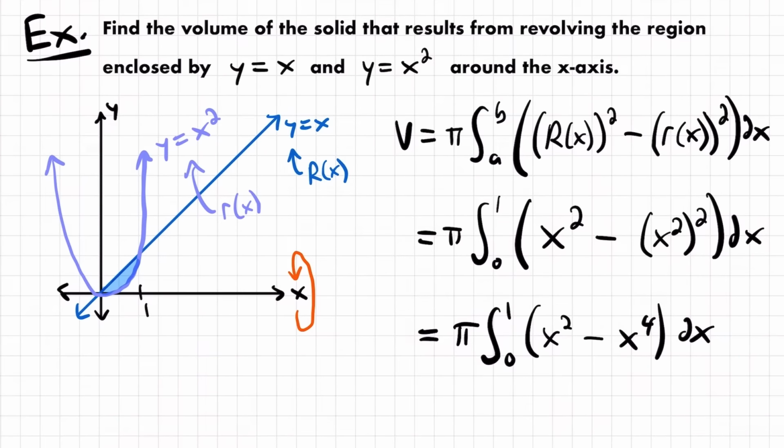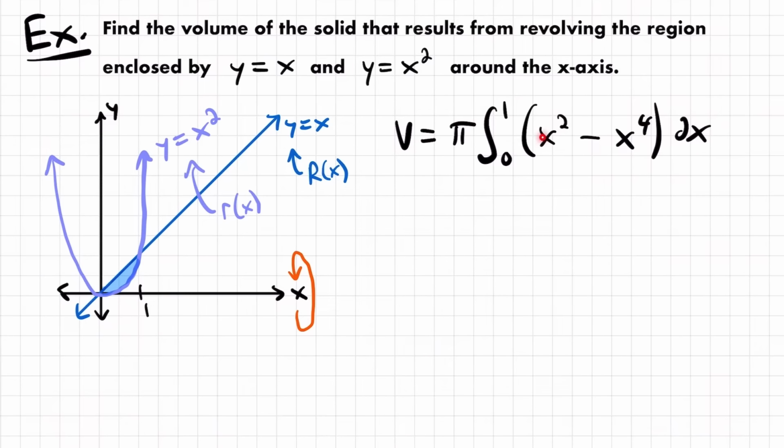Okay? And so if we clean up our work here, we can now integrate both of our terms using the power rule of integration. All we have to do is add 1 to the exponent and then divide by that new exponent. So we will have that the volume is equal to pi times x cubed divided by 3 minus x to the fifth power divided by 5, and that will be evaluated from 0 to 1.